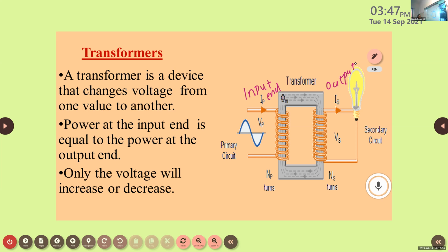So with the help of a transformer, we can either increase or decrease the value of voltage. Ma'am, is this transformer the same as the one we see on the roads? Yes.